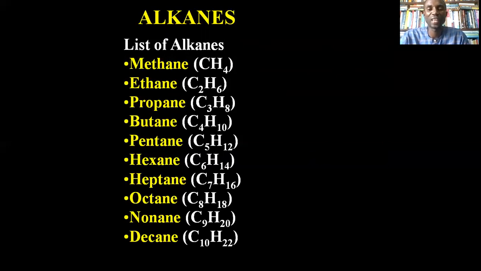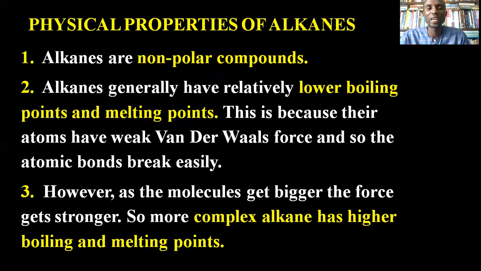So these are the first 10 members of the alkane family that we just need to know. All of them are single bonds. They are bonded singly, with no double bond or triple bond in their structure. All right, what are the unique things about alkanes, or saturated hydrocarbons? Their physical properties.